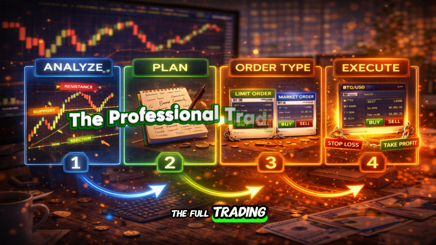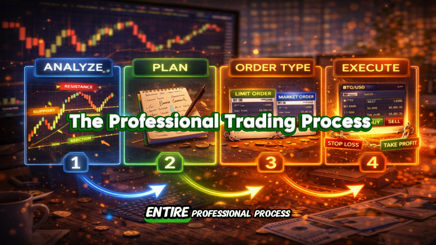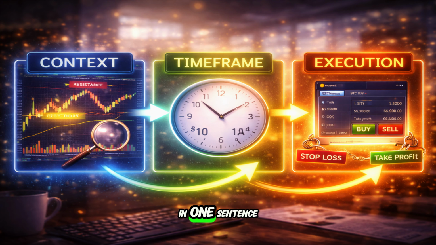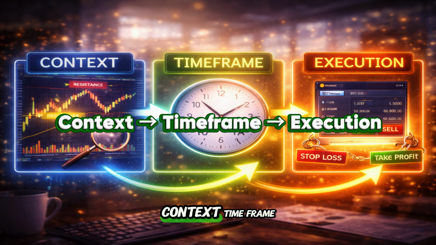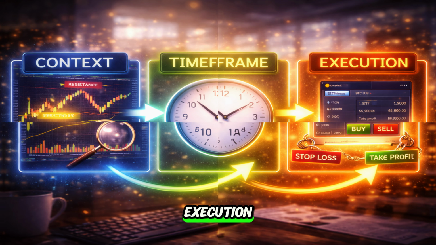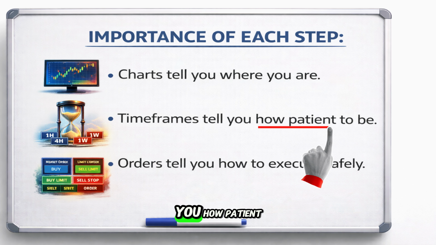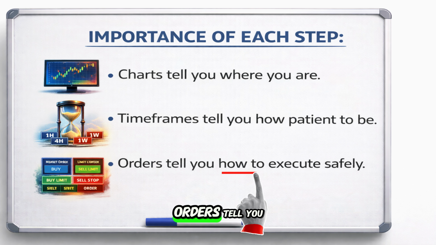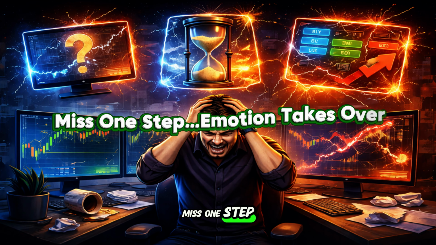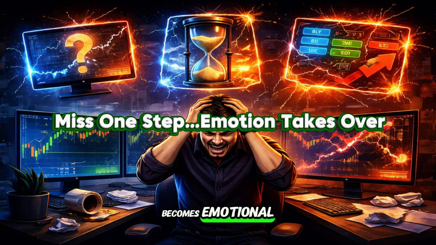The full trading sequence. Here is the entire professional process in one sentence. Context, time frame, execution. Charts tell you where you are. Timeframes tell you how patient to be. Orders tell you how to execute safely. Miss one step and the trade becomes emotional.